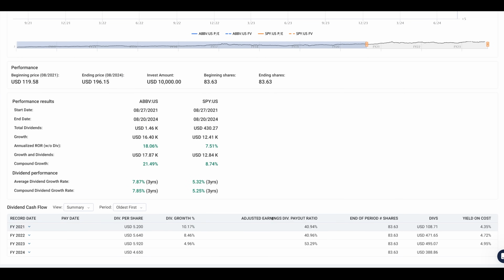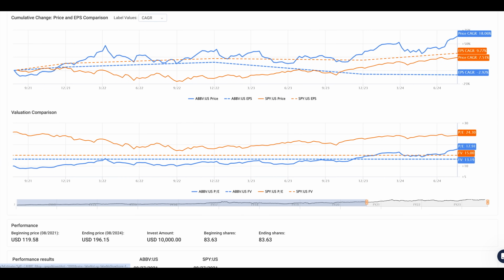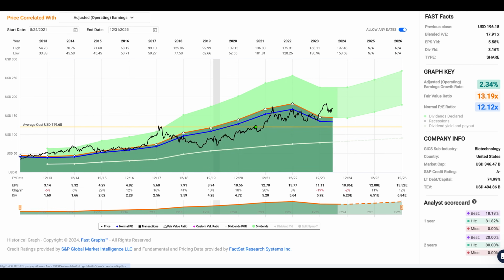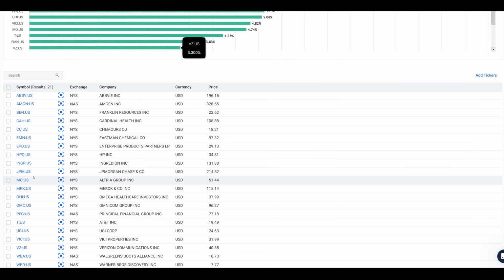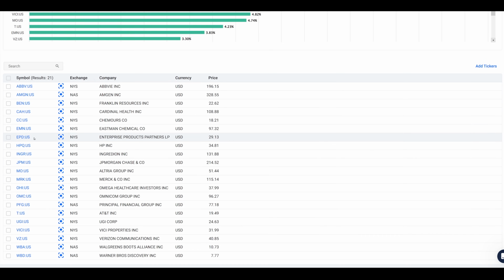Now, AbbVie had some better dividend growth. We had 10%, 8.5%, and 5% in 2023, and we're expecting dividend growth again this year. So once again, AbbVie turned out to be a significantly superior investment than the index itself. Now let's go down here to some of the ones that didn't perform, but I want you to see something. Let's look at Verizon, okay?